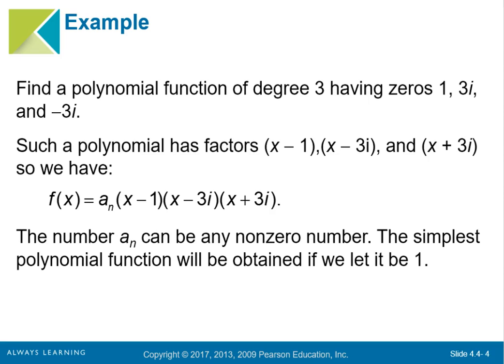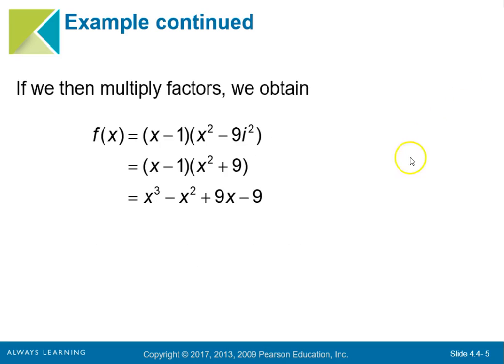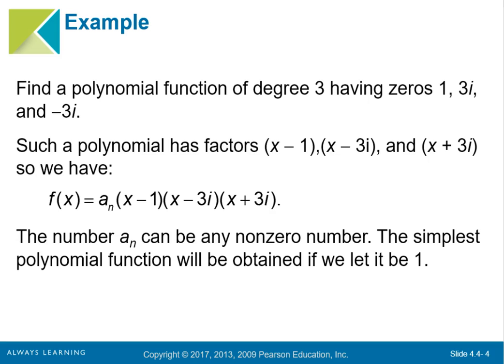Okay, we're going to find a polynomial function of degree 3 having zeros of 1, 3i, and negative 3i. All right, and they're telling us what the zeros are. I want to point out one thing here. Here I have a 3i, and here I have a negative 3i. Those two are together. You do not get to have one or the other. You have to have both, and we'll get into some of the reasons for that as well.